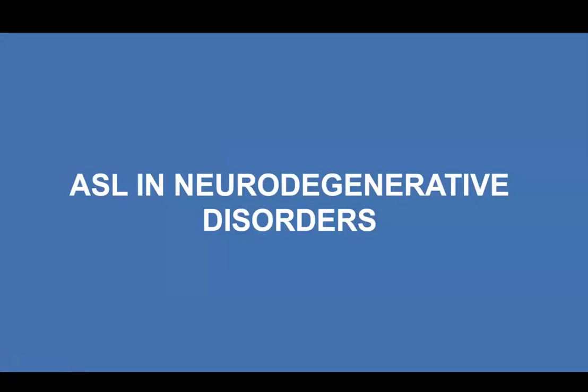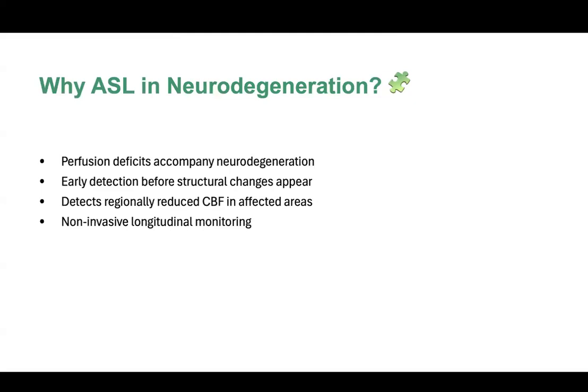And ASL in neurodegenerative disorders. Perfusion defects can accompany neurodegeneration. Even before the atrophy sets in, perfusion will be decreased in neurodegenerative disorders. This can be seen in this ASL, and it can be used for longitudinal monitoring of these patients.